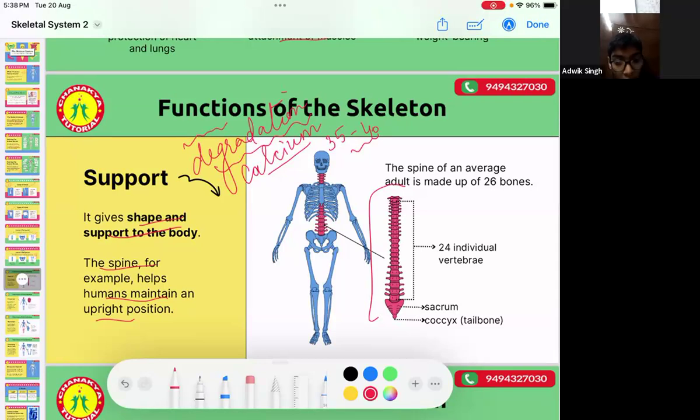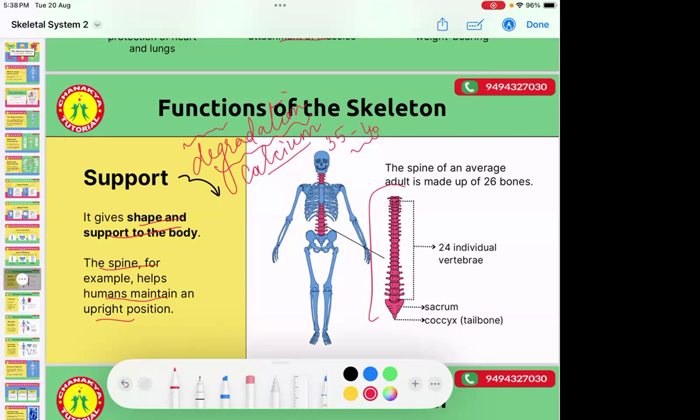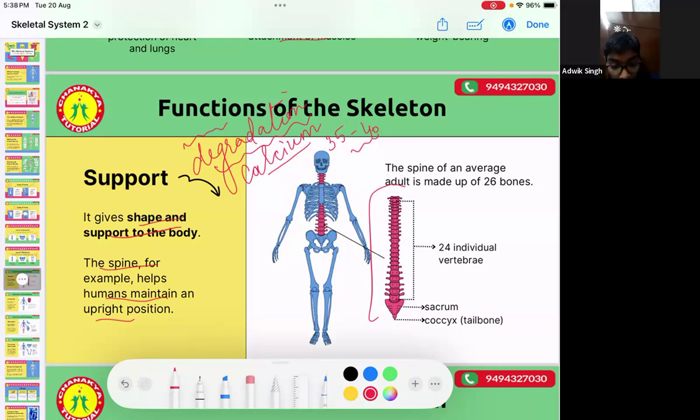So we say the process of changing something into worse is known as degradation. Worse? Yes, ma'am.